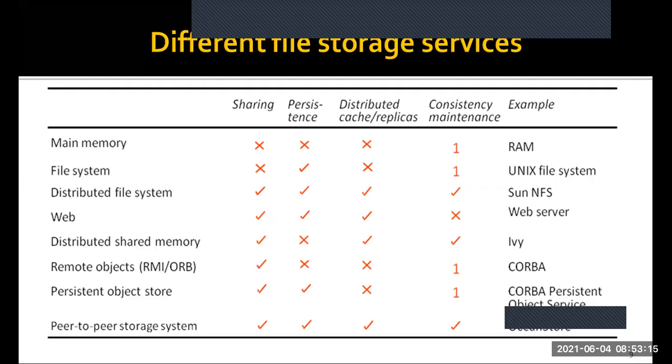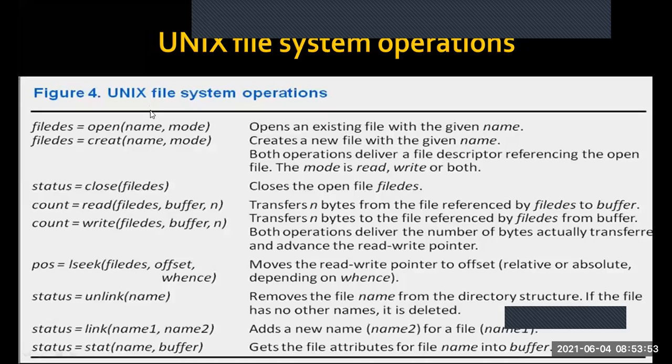Coming to the peer-to-peer storage system, it obeys all four features, similar to the distributed file system. It exhibits the sharing feature, the persistence, the distributed cache or replicas, and the cache consistency or consistency maintenance. An example of that P2P storage system is OceanStore. Likewise, we have different file storage services showing different features in their sharing capability, persistence, distributed cache replicas, or maintenance, sorry. Okay, and we have shown the different examples.